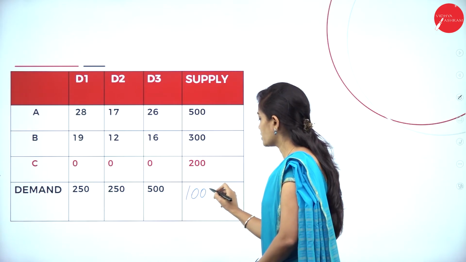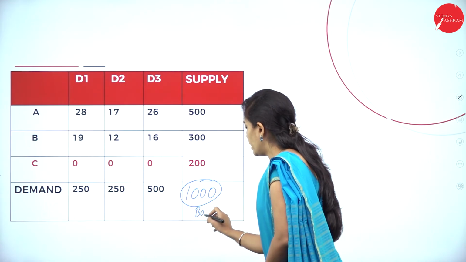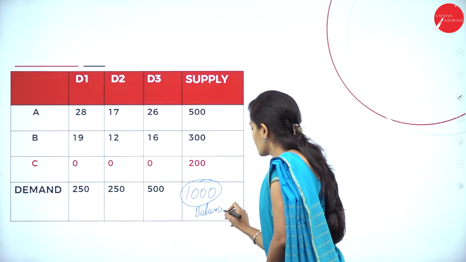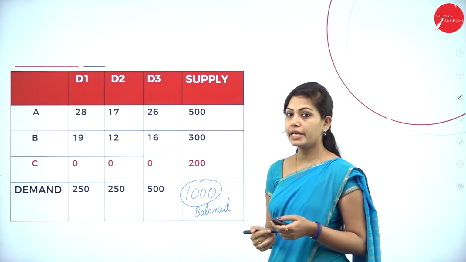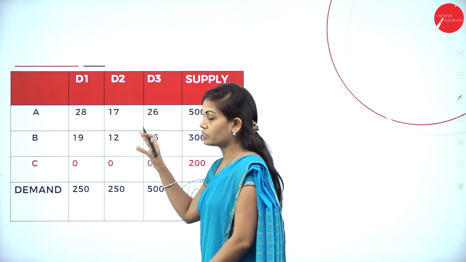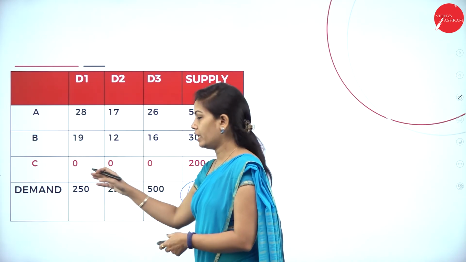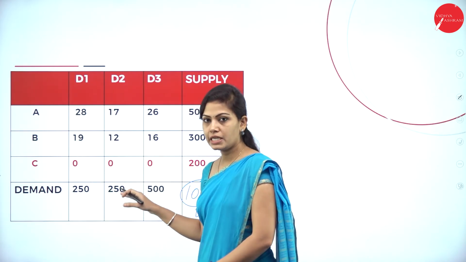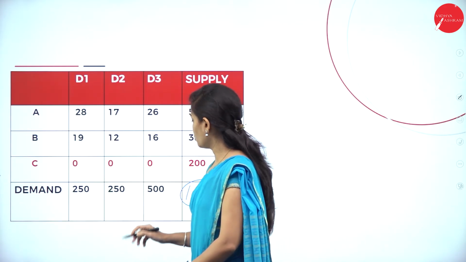So, now it is a balanced problem. Now you can move further. So, what is the next step? The next step is we have to select the least value. So, which is the least value? Again, we have 0. We have 3 zeros. You can select any one zero. So, I will select the first 0.